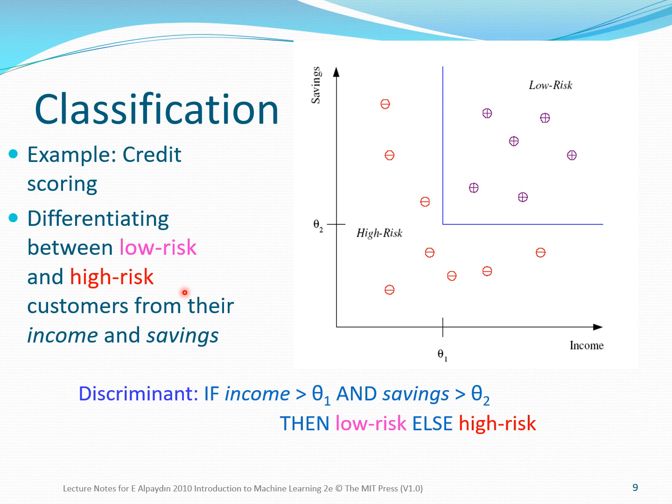After training with the past data, a classification rule learned may be of the form: if income greater than theta 1 and savings greater than theta 2, then it's a low risk, else it is a high risk. So this is an example of a discriminant. It is a function that separates the examples of different classes.